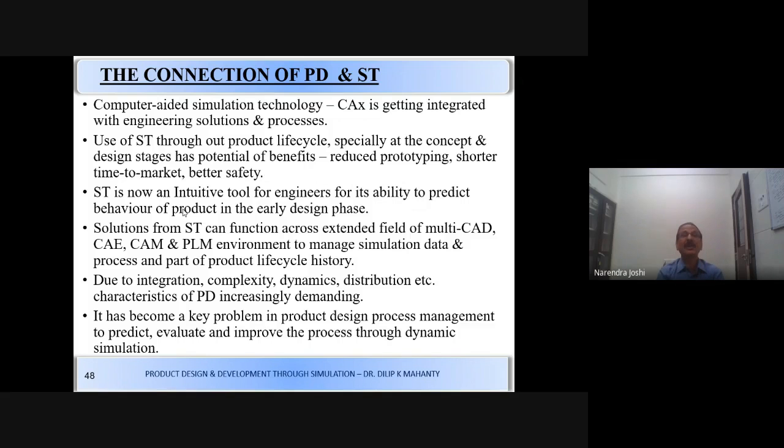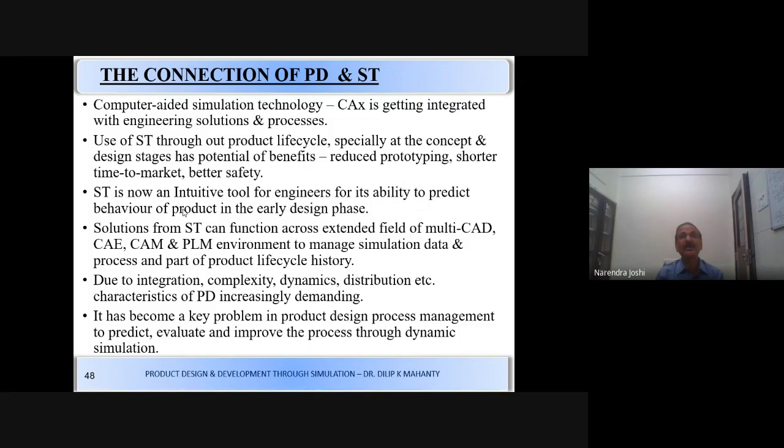Use of simulation technology throughout our product life cycle, especially at the concept and design stage, has potential benefits like reduced prototyping, shorter time to market, better safety. It can sometimes reduce your whole product life cycle from concept to market by 30 to 40%, which is going to be a huge impact.